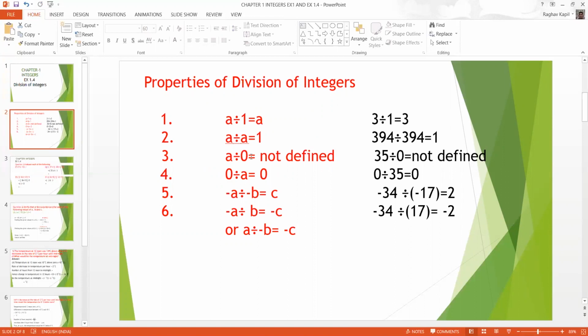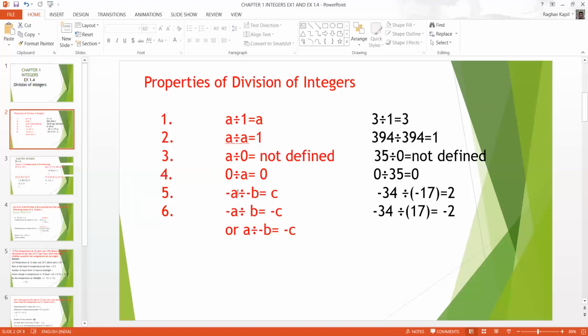Any integer divided by 0, the result is not defined. 35 divided by 0, the result will be what? Not defined. But when 0 is divided by any integer, the result will be 0. Here is one example: when 0 is divided by 35, the result will be what? 0.